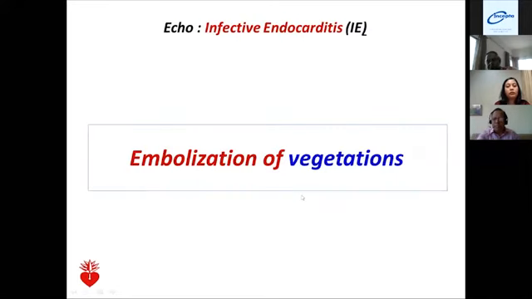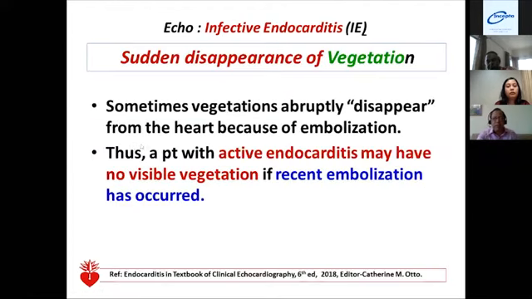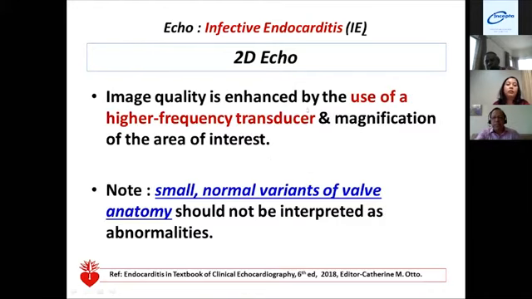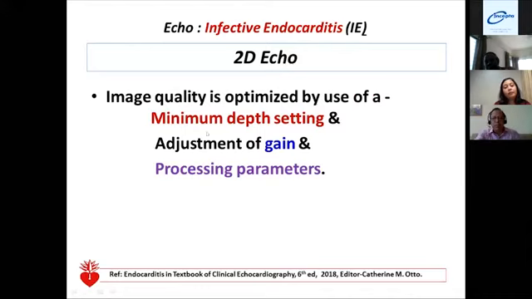Now, embolization of the vegetations, as has already been discussed, I will draw attention to a few things. Sometimes vegetations abruptly disappear from the heart because of embolization. Thus, a patient with active infective endocarditis may have no visible vegetation if recent embolization has occurred. Now, according to 2D echo, what are the things we have to look for? Multiple acoustic windows are needed for detection of valvular vegetation, because the vegetation is a focal structure, seen only in certain tomographic bands. Image quality is enhanced by use of a higher frequency transducer and magnification of the area of interest. Note, small normal variants of valve anatomy should not be interpreted as abnormalities. Image quality is optimized by use of minimum depth setting and adjustment of gain and processing parameters.